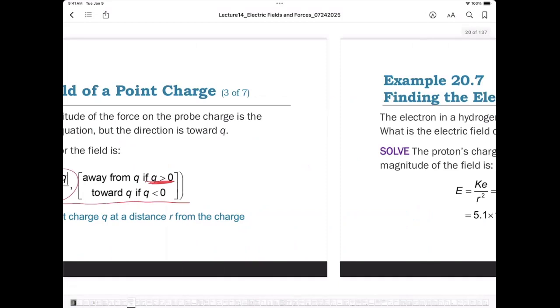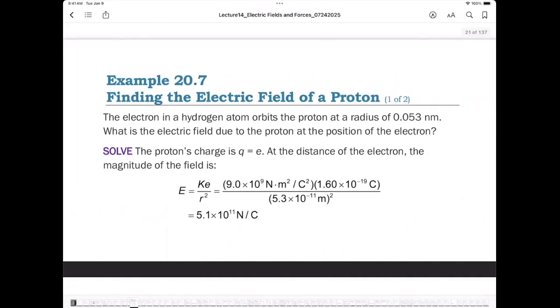Okay. Let's talk about one example, finding the electric field of a proton. The electron in a hydrogen atom orbits the proton at a radius of 0.053 nanometer. What is the electric field due to the proton at the position of the electron? Okay, the proton's charge Q equals e, am I right? And also we know what e is, we had this topic in the last class.